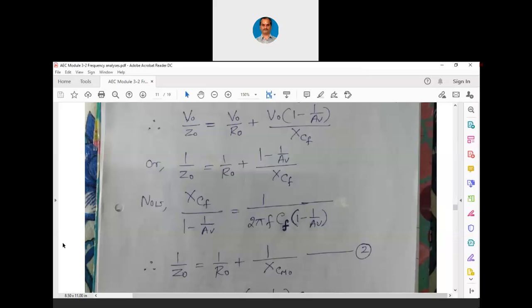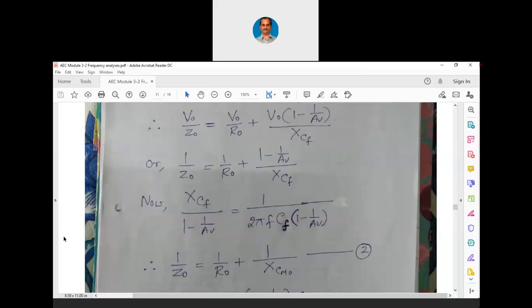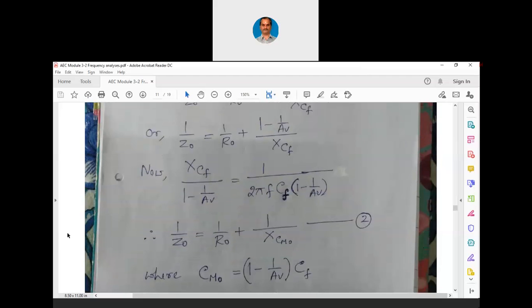It is not 0, it is O. Now it is the Miller's capacitance at the output side. We had found out the Miller capacitance at the input side. Now we are finding out the Miller capacitance at the output side. At the input side it was 1 minus AV into CF. In the output side it is 1 minus 1 by AV into CF. That M stands for Miller. So this way the CMO is nothing but 1 minus 1 by AV into CF.